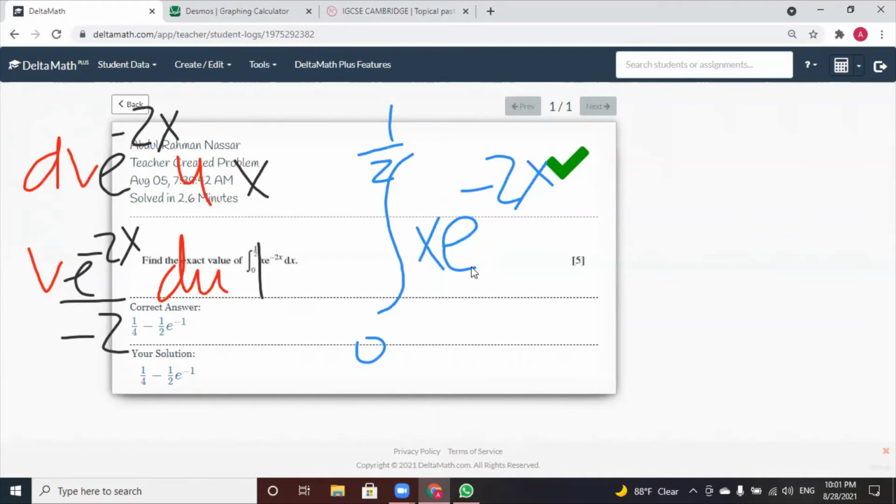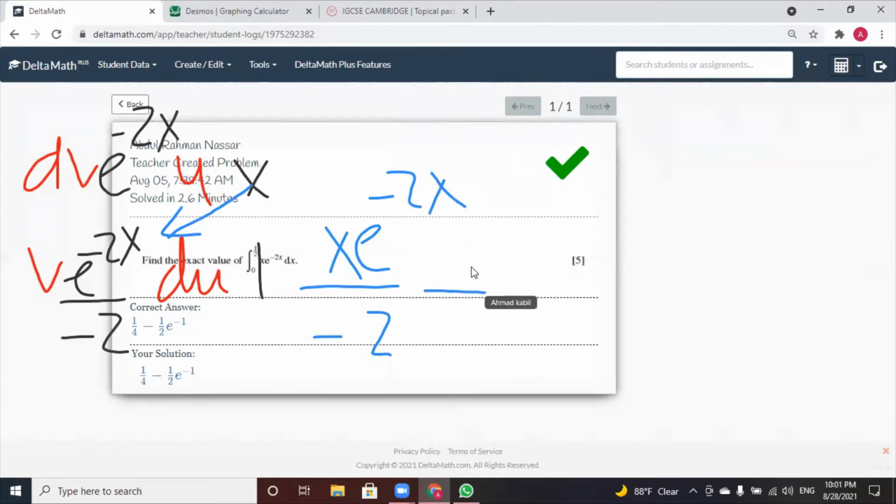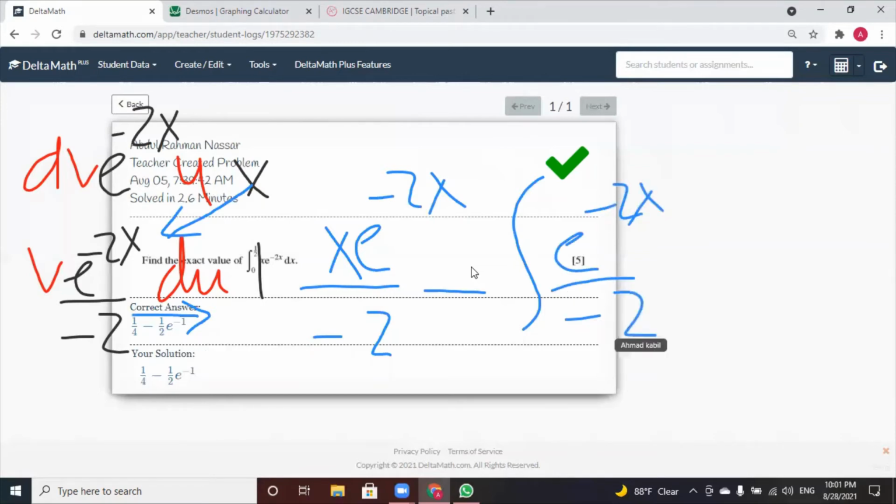Now the integral becomes as follows. We multiply this by that, so we get x e power negative 2x over negative 2 minus the integration of this multiplied by that, so e power negative 2x over negative 2. Of course, this integral is easy to evaluate because it's just one variable, one term. So e power negative 2x after integration becomes e power negative 2x over negative 2. And we get rid of this.